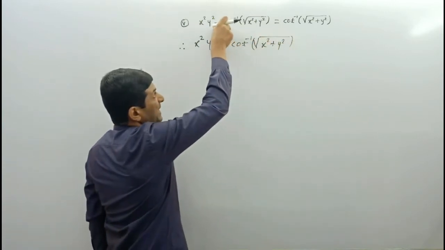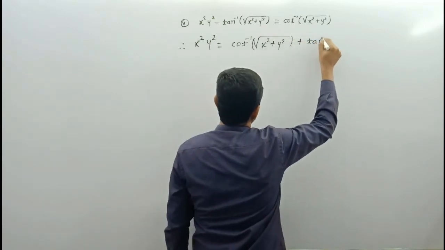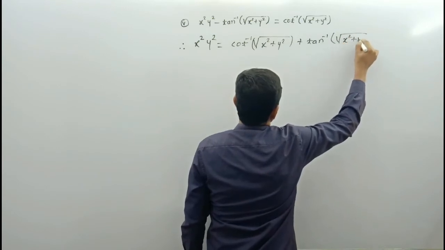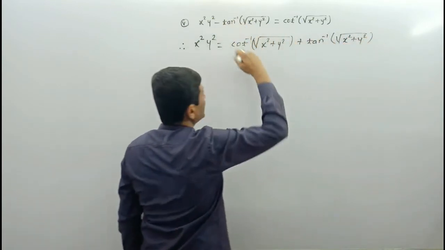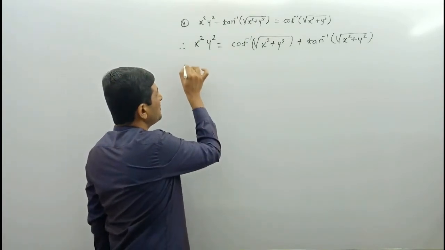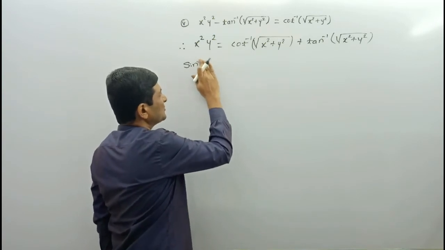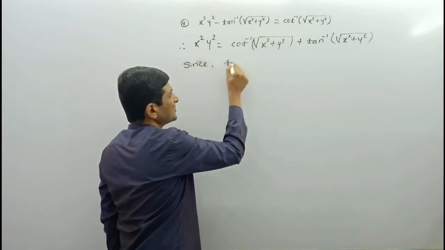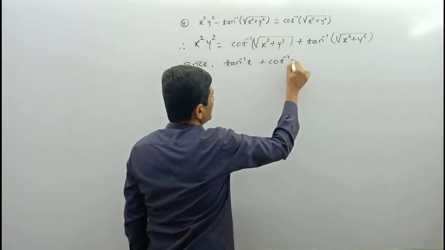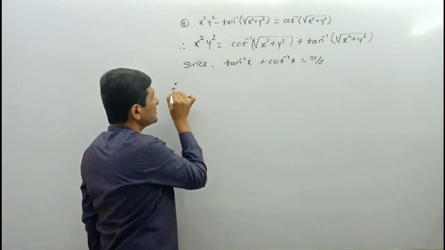Now observe that this minus term on this side will become plus, means on this side we will get tan inverse of under root x square plus y square. Just simply this minus term on this side will become what? Plus. Now we have one property that tan inverse of x plus cot inverse of x will be equal to what? Pi by 2. So if we apply this property, let us see what we'll get here.